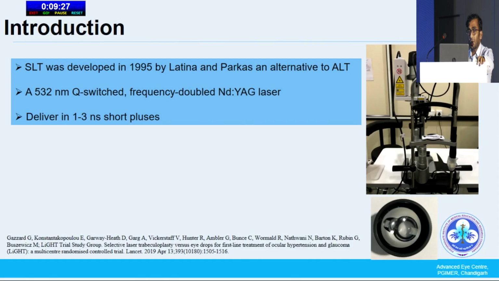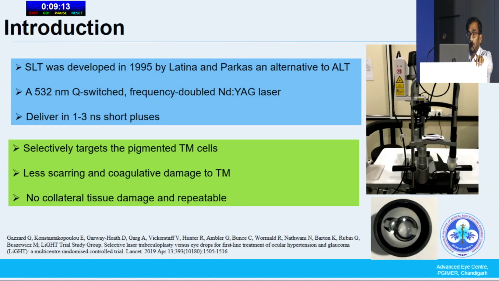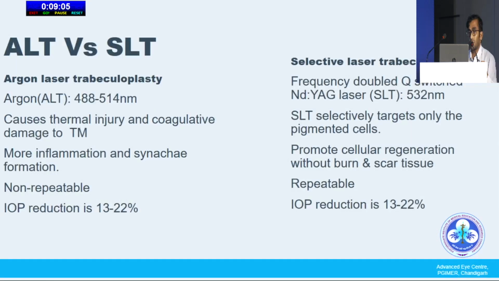So SLT was developed in 1995, and this is a 532 nanometer Q-switched frequency-doubled YAG laser, which delivers shots in 1 to 3 nanosecond short pulses, and it selectively targets pigmented trabecular meshwork, with less scarring and coagulative damage to the trabecular meshwork, and no collateral tissue damage, and it is a repeatable procedure.